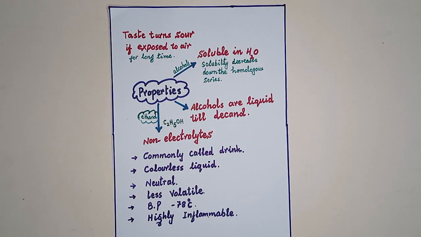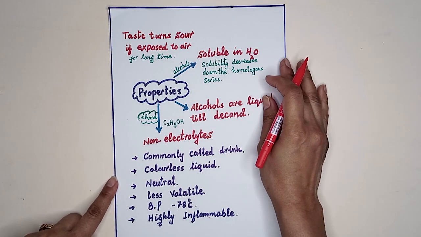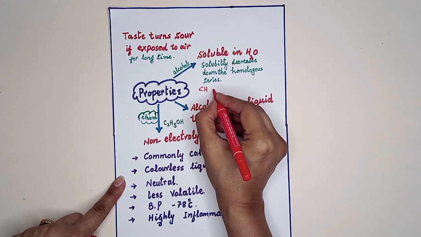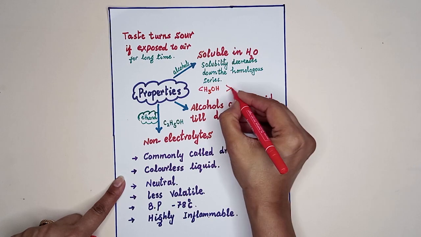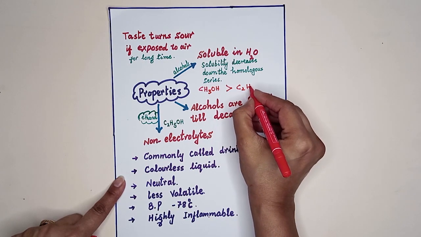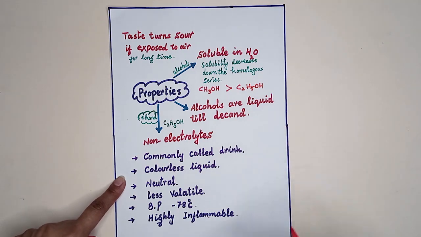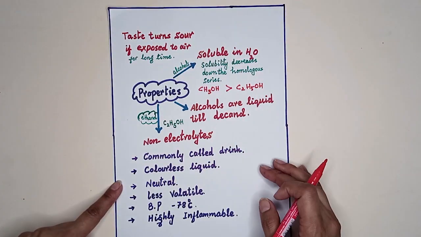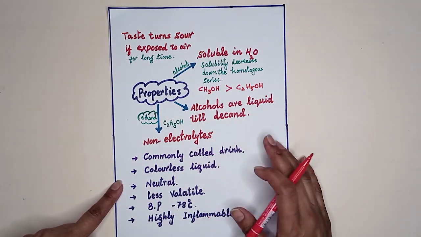What does it mean? It means that methanol is more soluble than ethanol, and ethanol is more soluble than propanol. So solubility decreases down the homologous series. Alcohols are liquid till decanol.